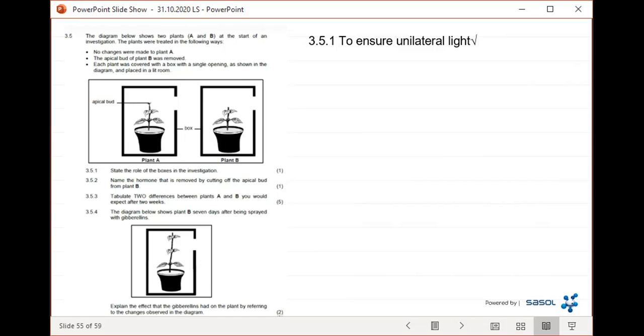Right. So here we have our differences. Plant A, the stem of the plant will bend towards the light. And then in plant B, the stem of the plant will remain straight, or it will not bend towards the light.